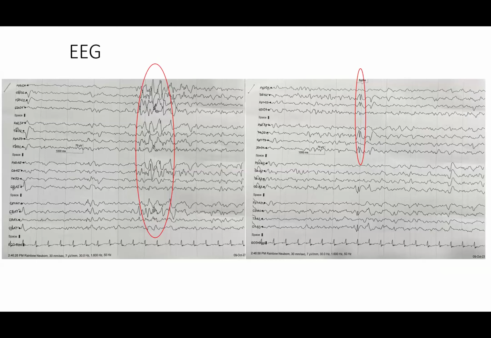Next slide. EEG was done to see the actual site of onset of seizures. It was showing multifocal onset in both the occipital and frontal regions. As you can see, spikes are seen in this EEG recording. Next slide, please. So the EEG report was multifocal onset seizure disorder.